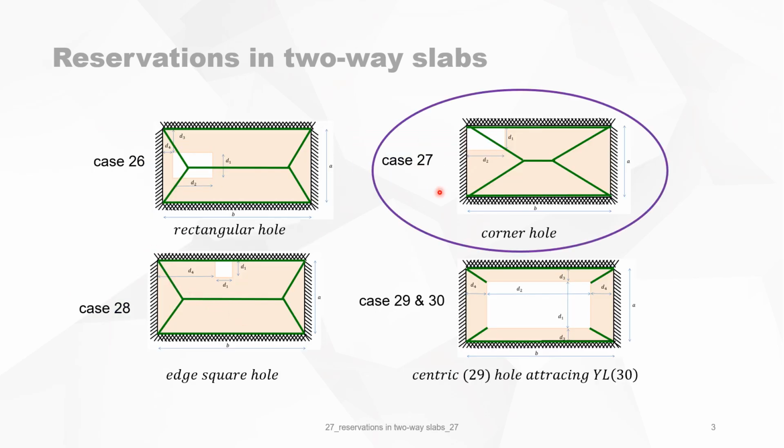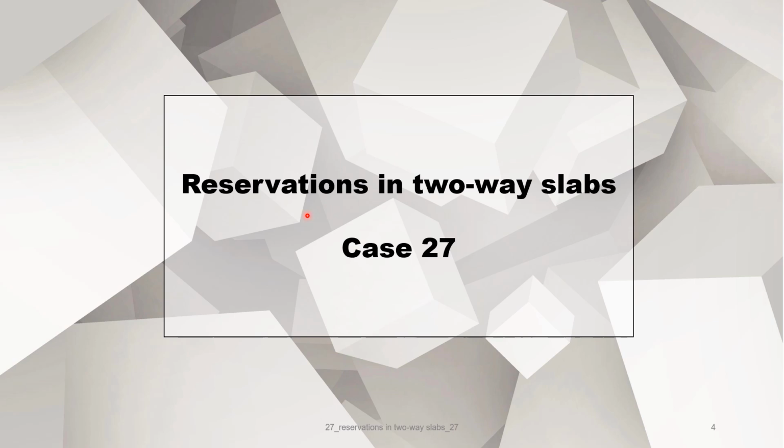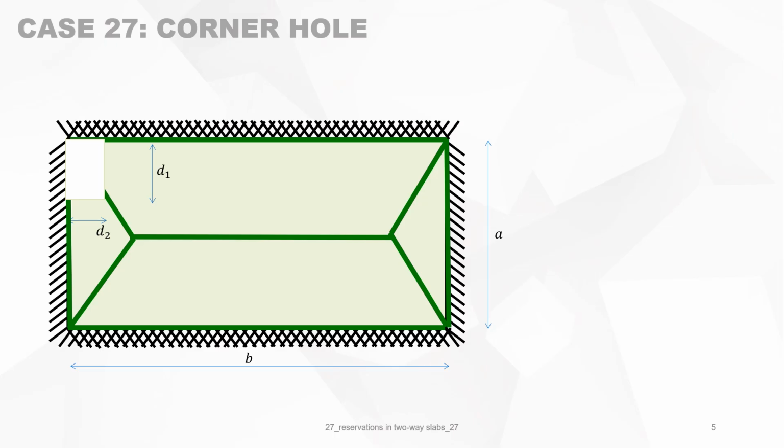This is case 27. It's about a corner hole following the yield line. We start now with case 27. We look at the different geometric parameters, and we know that because it's a two-way slab, the distance B must be between A and 2A.